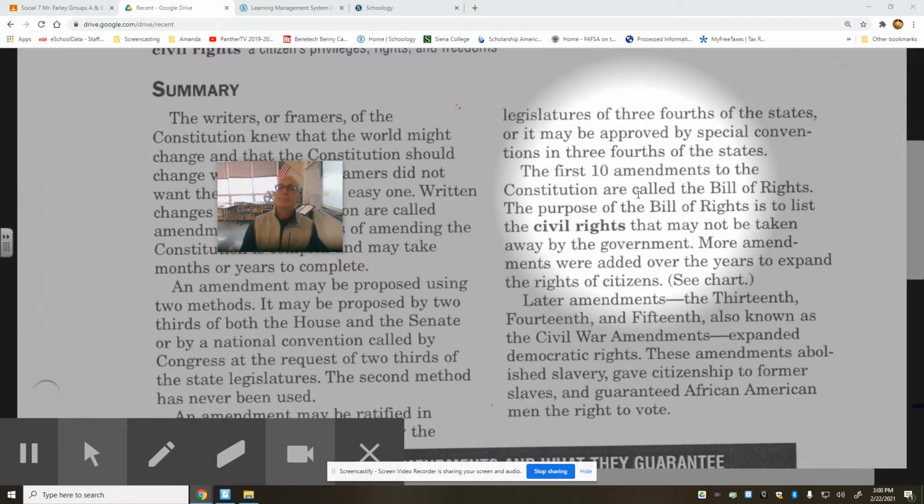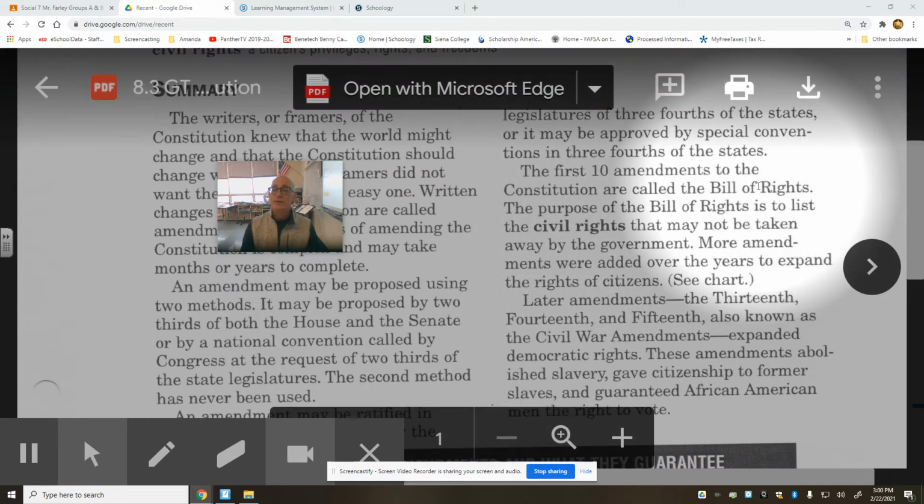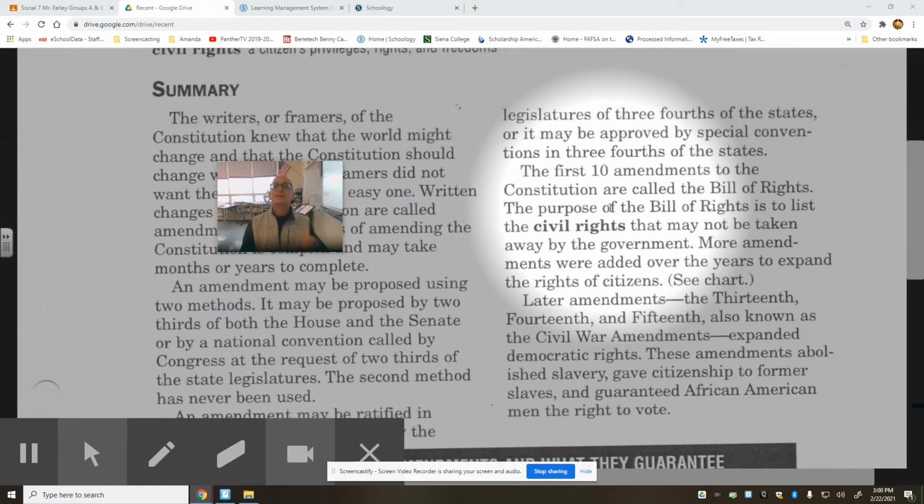Now, the first 10 amendments to the Constitution are called the Bill of Rights. Of course, you ladies and gentlemen knew that because we've talked about that a lot. The first 10 amendments are called the Bill of Rights. And the purpose of the Bill of Rights was to list the civil rights that may not be taken away by the government.